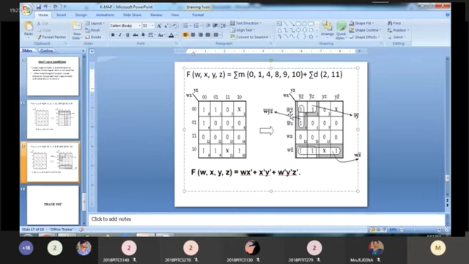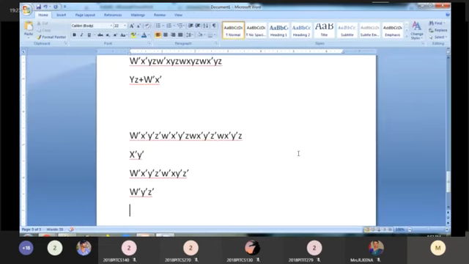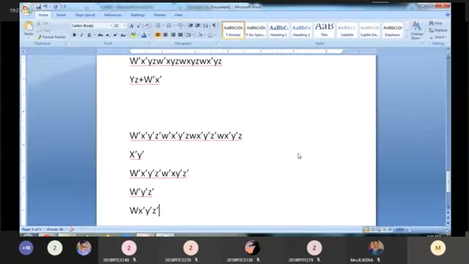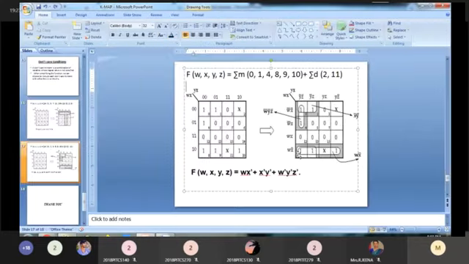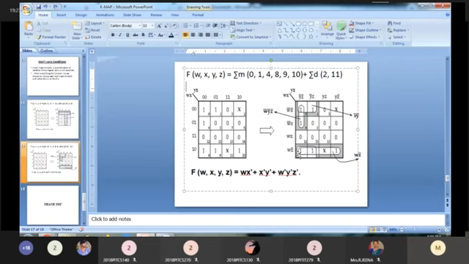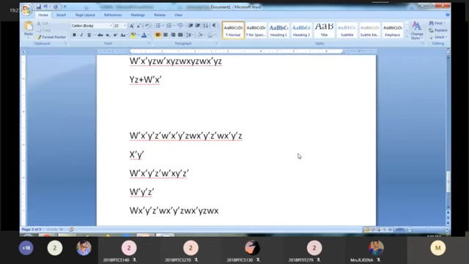Then what is this quadrant? Okay, this quad group. What are the values? W X bar, Y bar, Z bar. What about next? W X bar, Y bar, Z. Then W X bar, Y Z. Then W X bar, Y Z bar.